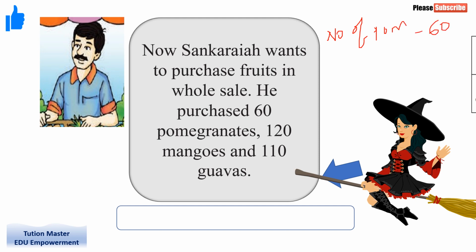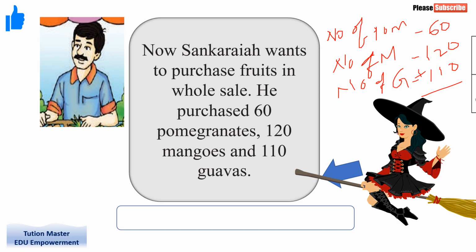60, correct? Good. So the number of mangoes, how many has he purchased? Tell me. See, I am writing in shortcut. 120. What is the number of guavas he has purchased? Okay, 110 guavas he has purchased. So now children, tell me what is the total count of fruits he has purchased. The same way I told you, right? First of all you have to segregate. Step 1, what do you have to do?